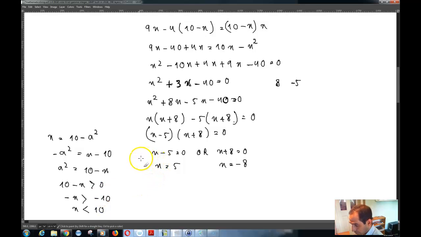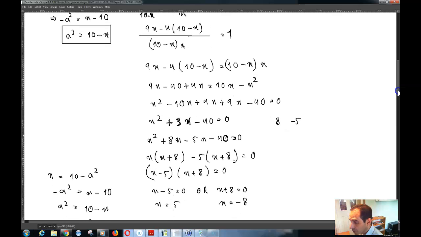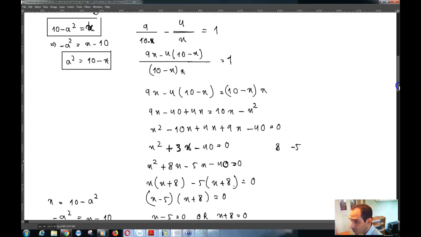So if x is less than 10, then a squared is going to be greater than 0, which means that both of these answers seem to be the right answers. So now we will take a look at them one by one.